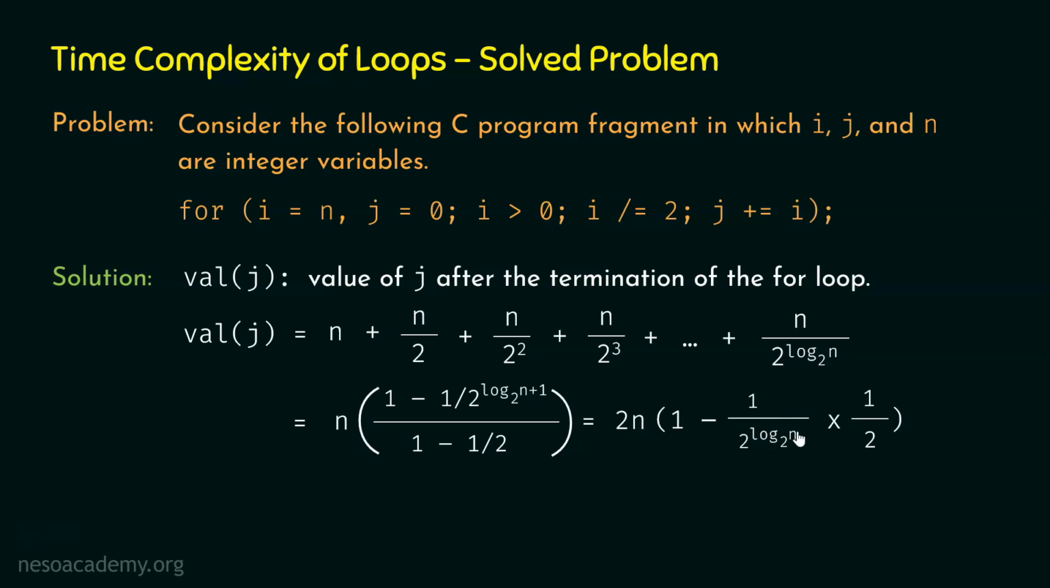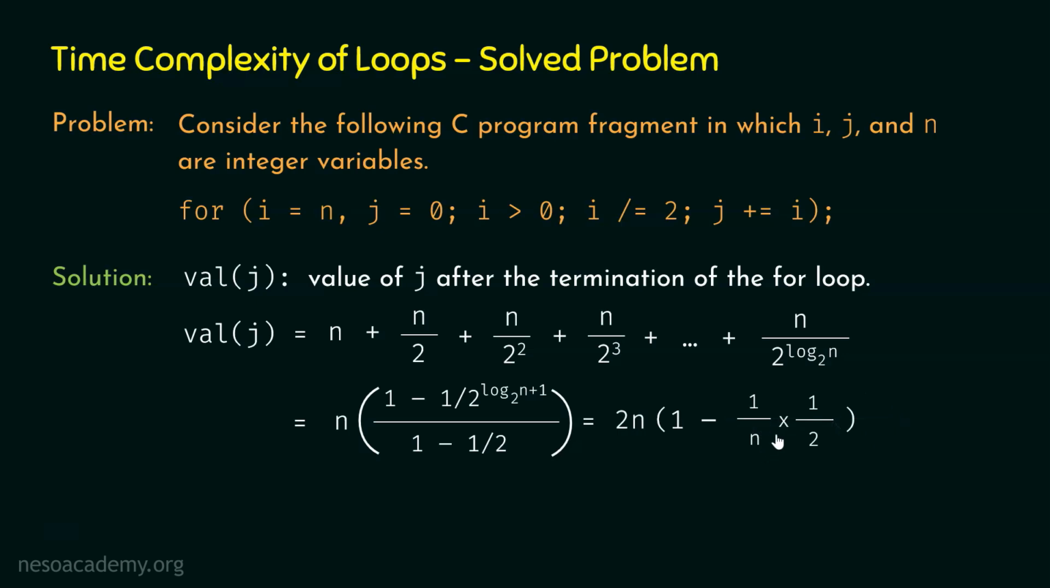And what is 2 power log n base 2? 2 power log n base 2 can be rewritten as n power log 2 base 2. Why? This is also one property of logarithm. A power log b base c is same as b power log a base c. So we can rewrite this fraction as 1 by n power log 2 base 2. What is log 2 base 2? Log 2 base 2 is 1, because we know log a base a is 1. So this fraction is equivalent to 1 by n.